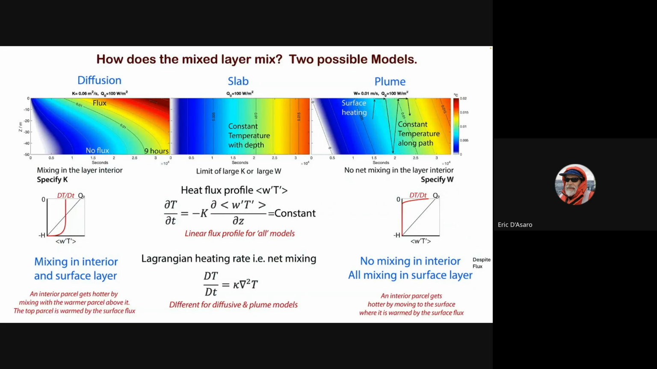Okay, let's talk about, you've got a mixed layer in the upper ocean. How does it mix? Well, I've got two possible models. I could have a diffusion model. This is depth, this is time. I'm starting out with a white temperature, and the color is temperature. I'm going to impose a diffusivity, one parameter, and have no flux at the bottom and flux at the top.